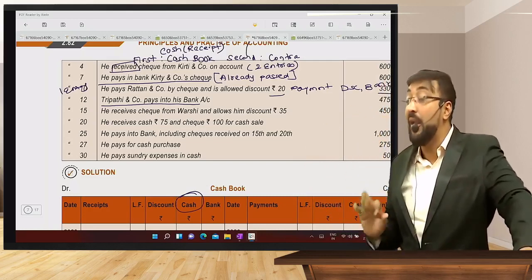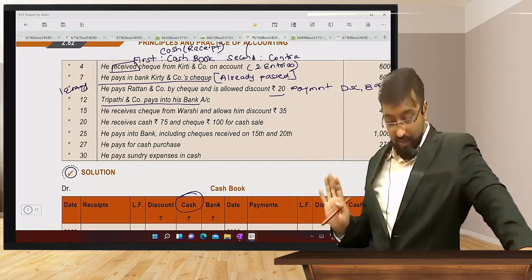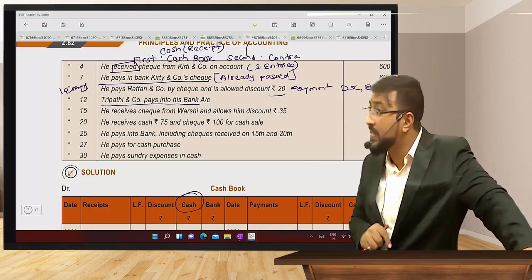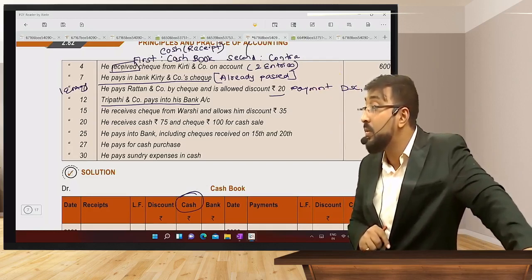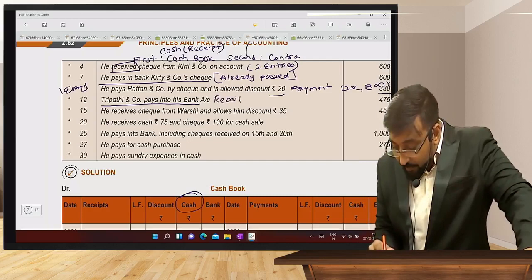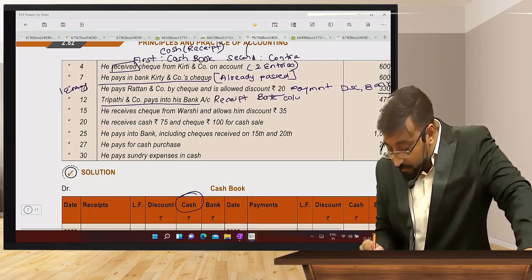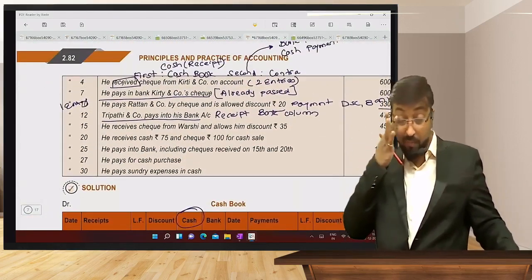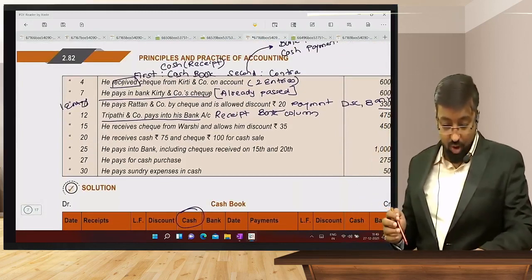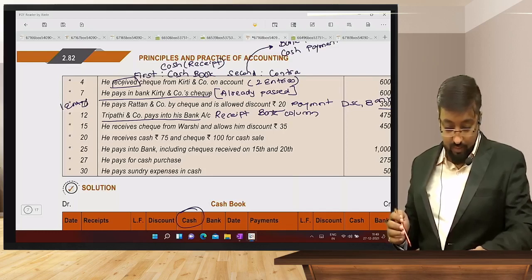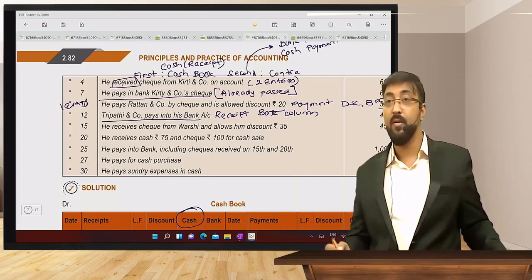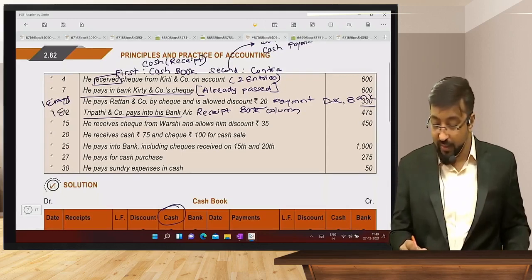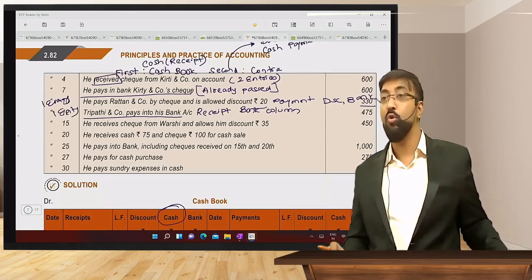We have not received any check. We directly received it into the bank account. So Tripathi has directly sent money into my bank account. Should I record it as a cash transaction or a bank transaction? Bank. So here the receipt is in the bank column. You can check 475, directly in the bank column. Did you get this or not? Sir, it's very simple. Very, very simple. Now tell me, here also one entry. Very, very important.